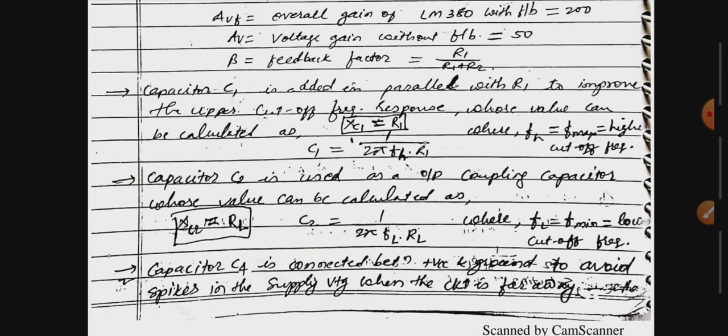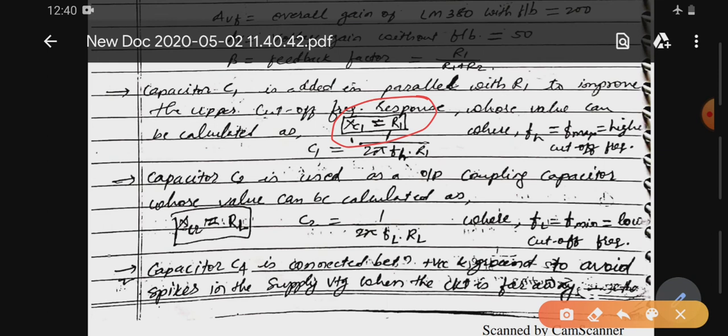Its value can be calculated based on this relationship: XC1 is equal to R1, where XC1 is nothing but the capacitive reactance of capacitor C1, and its value should be equal to R1. Such that C1 can be calculated by using this formula: C1 is equal to 1 upon 2 pi fH into R1, where fH is the f max or higher cutoff frequency, as it decides the higher cutoff frequency. It improves the higher cutoff frequency response. So when C1 is there, in the denominator there is R1. You have to remember this equation, XC1 is equal to R1.